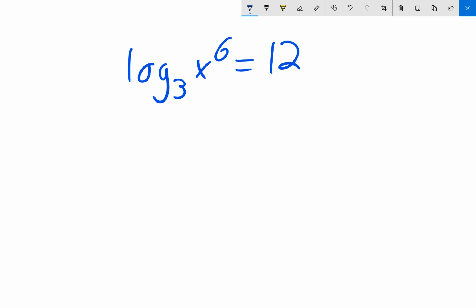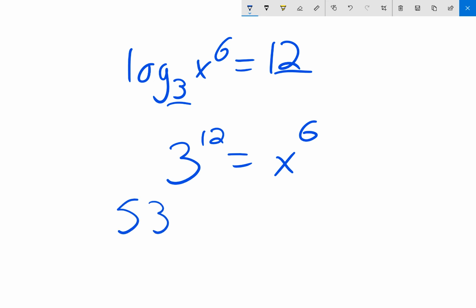So just like before, I'm going to convert this into an exponential equation. We start with a base of 3, raise it to the 12th power, equal to the x to the 6th power. It's pretty much the exact same thing as the last problem. If you want to, you can go ahead and write the 3 to the 12th power. That's not as big as the one before. You can write 3 to the 12th power out as 531,441. That's what 3 to the 12th power is.